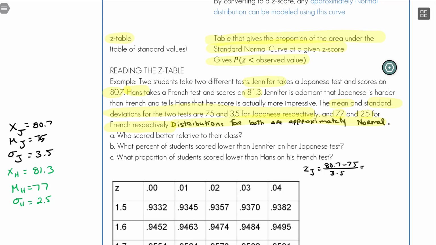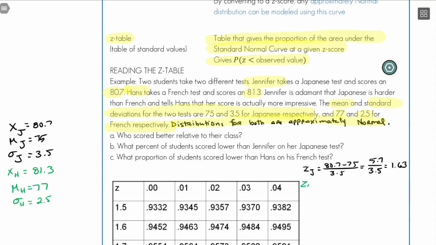Doing a little bit of subtraction here, we have 5.7 divided by 3.5. Well, that's a gross fraction. I need my calculator to do that, so I'll punch that in and I'm going to get 1.63. So that's my z-score. Now you notice that doesn't fall on 1, 2, or 3 standard deviations. That makes it a little bit difficult to find those proportions that we did in the last lecture. Let's find out about Hans.